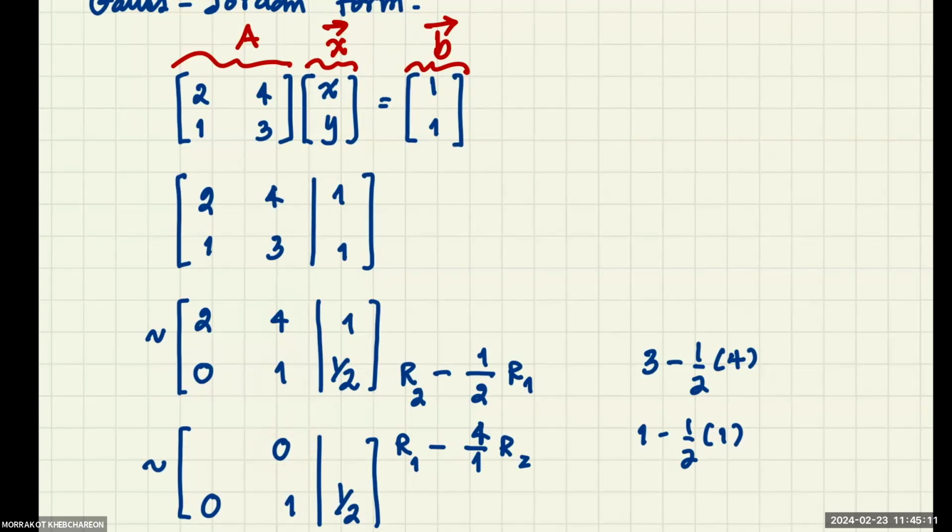So to do the calculation, I get R1, which is 2 minus 4 times 0. So it's going to be 2. And then the other one, we get R1, which is 1 minus 1 over 2 times 1 over 2, which is 1 over 4. 1 minus 1 over 4 is 3 over 4. Okay.